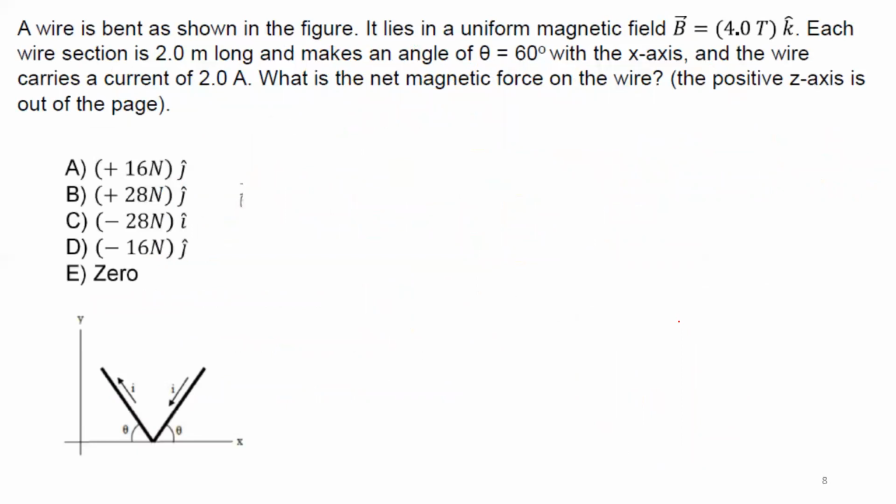Next problem. So here, what do we have? We have a wire bent as shown in the figure. It lies in a uniform magnetic field, and I give you the uniform magnetic field. So B is 0 along X, 0 along Y, and 4 Tesla along Z. Each wire section is 2 meters. So you see here, this wire section, the length is 2 meters. I call it L1. So L1 is equal to L2 is equal to 2 meters, each of them.